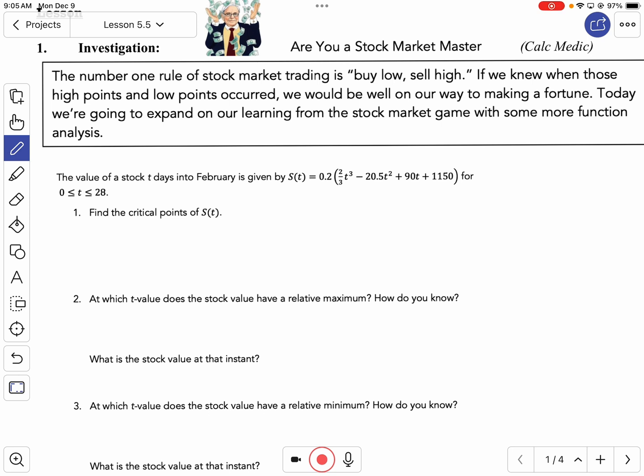All right. So, 5 questions. I want you to take a second. You can work with the people sitting near you. The value of the stock T days into February is given by, and here's our function, between 0 and 28. So those are the days. It wants you to find the critical points of, hold on a second. Take a second, work on that.